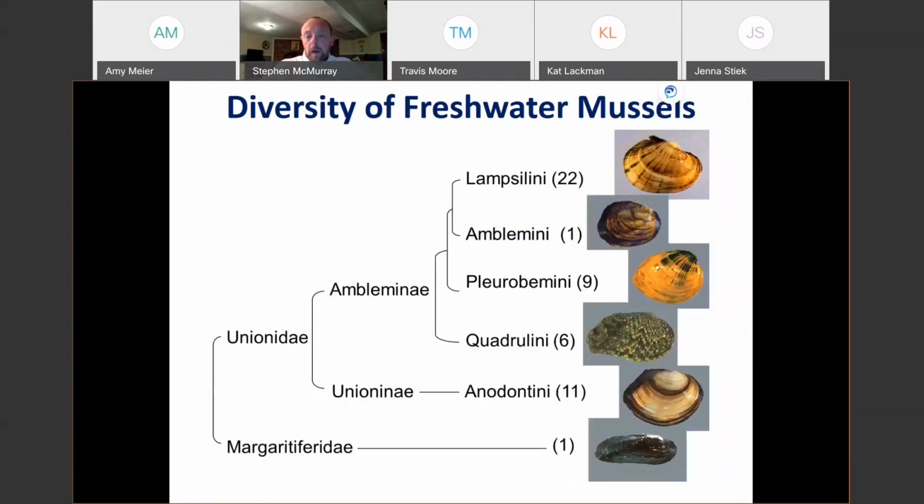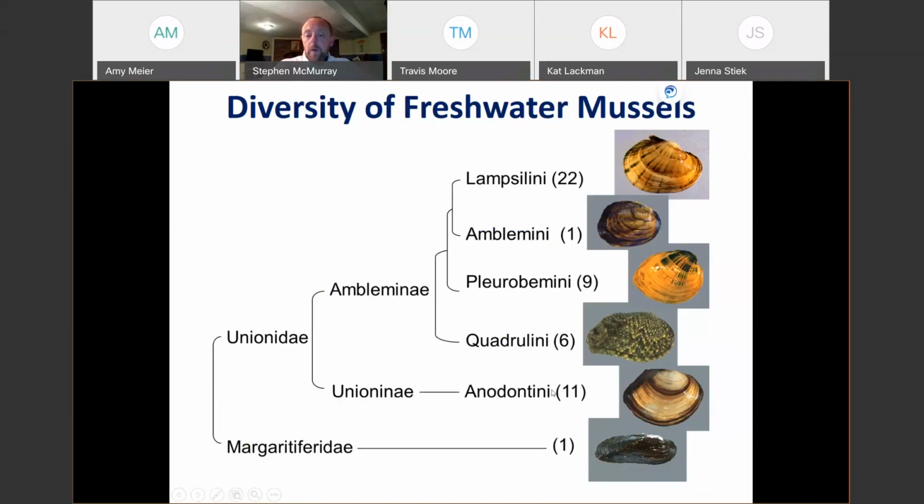So a little bit more on phylogeny. We're going to break this down a little bit more. So we have the Unionidae and the Margaritiferidae. There's only one genus. These numbers in parentheses are genera, and there's only one genus in the Margaritiferidae called Margaritifera. And the Unionidae is divided into two subfamilies, ending in -inae, the Ambleminae and the Unioninae. And then those go into our tribes.